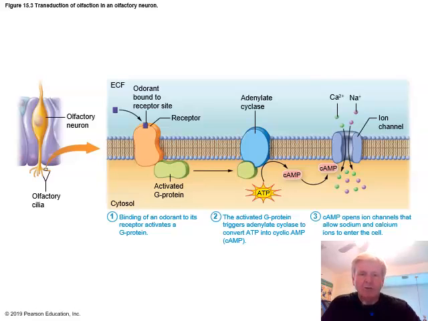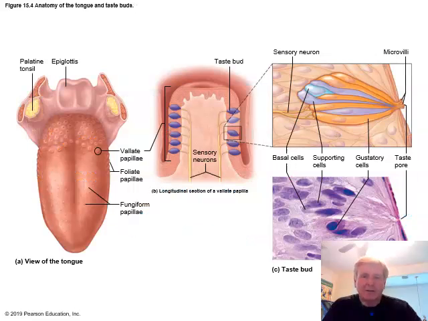Once that activated G protein is triggered, it triggers the enzyme called adenylate cyclase, which is this little blue ovoid figure in step 2, and that converts ATP to a messenger called cyclic AMP. Cyclic AMP then opens up the ion channels, which allows sodium and calcium to enter the cell. That will then cause depolarization and eventually generation of an action potential. If threshold is reached, once that action potential is generated, then transduction has occurred.